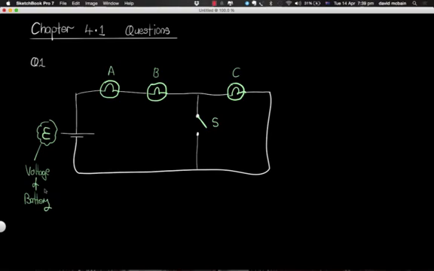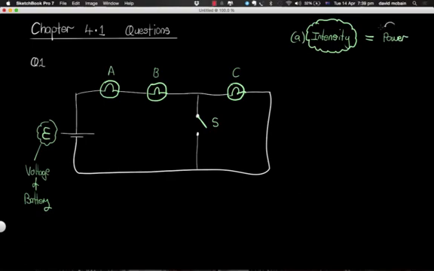Now, it's asking us when the switch is closed, what will happen to part A, what will happen to the intensity of lamp A? Now, intensity is asking us about how bright the light will be, or how its brightness will change. So the intensity of a light is related to the power being consumed by that light globe.